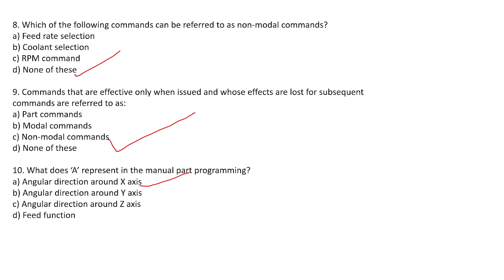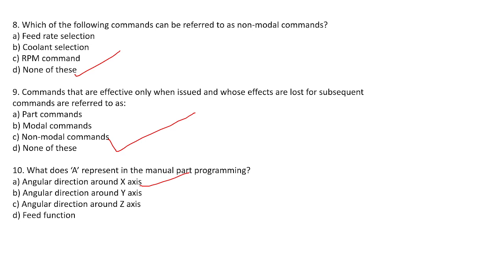And some questions were given from M code also. So M code is used to control the various auxiliary functions of machine tools, such as spindle on/off, coolant on or off, tool changes, and other functions that are not directly related to the tool movement. So basically it is used to control the auxiliary functions of the machine tool.